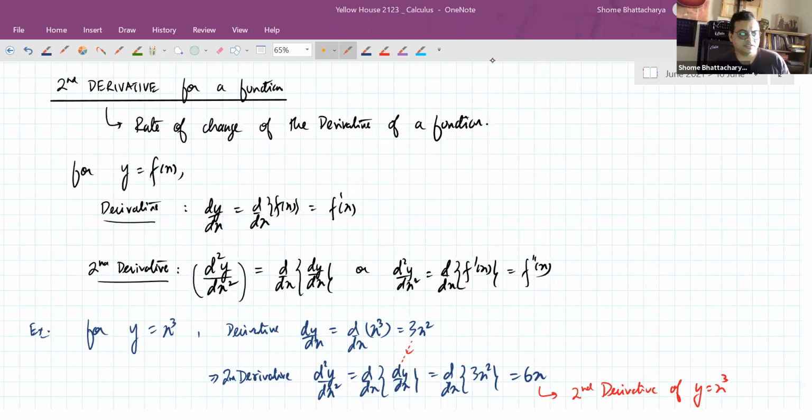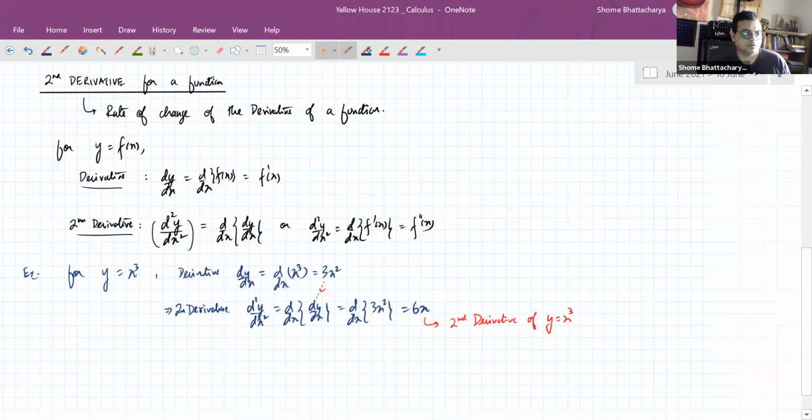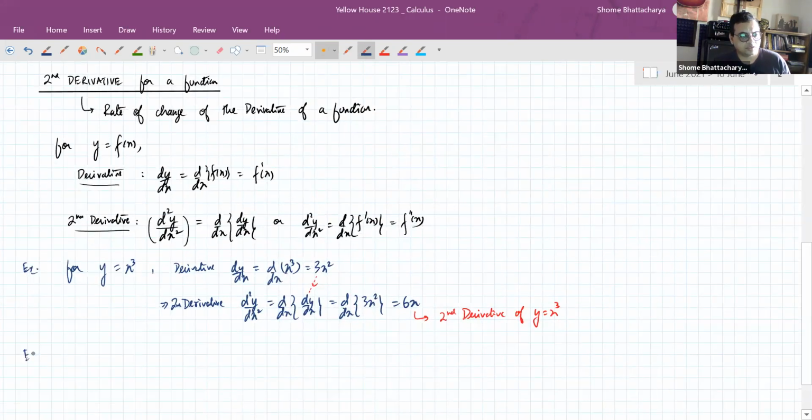Okay, so let's look at another example. So let's say this time I have the function y is equal to x square minus x to the power 4 plus 2x. So find dy by dx and d2y by dx square. Okay.